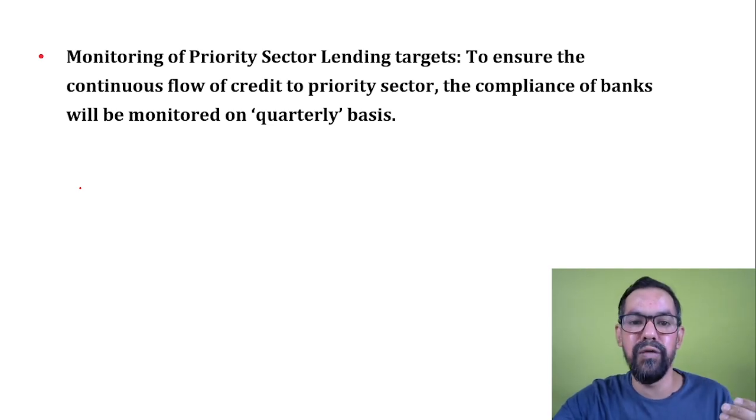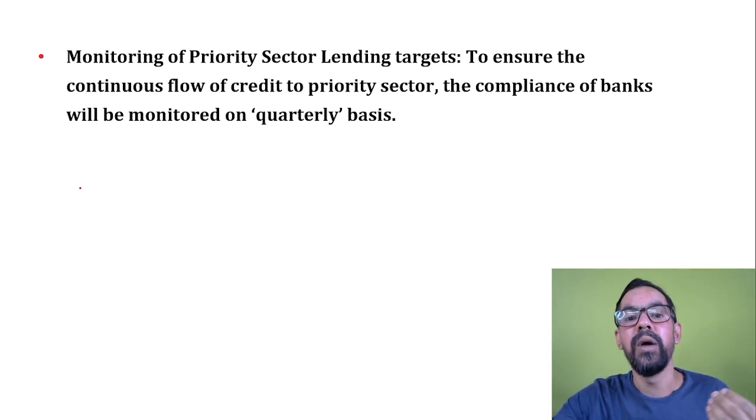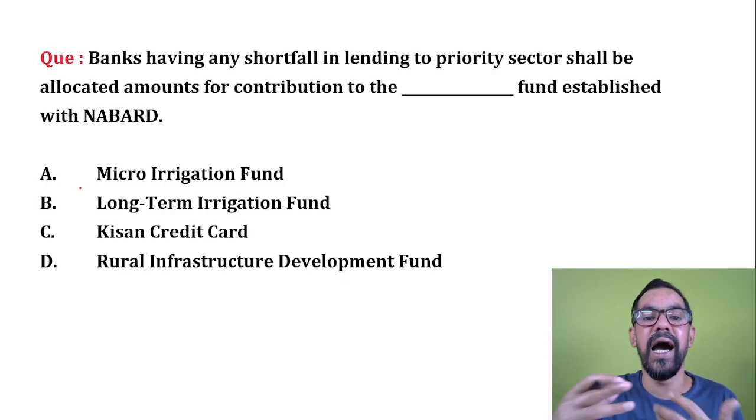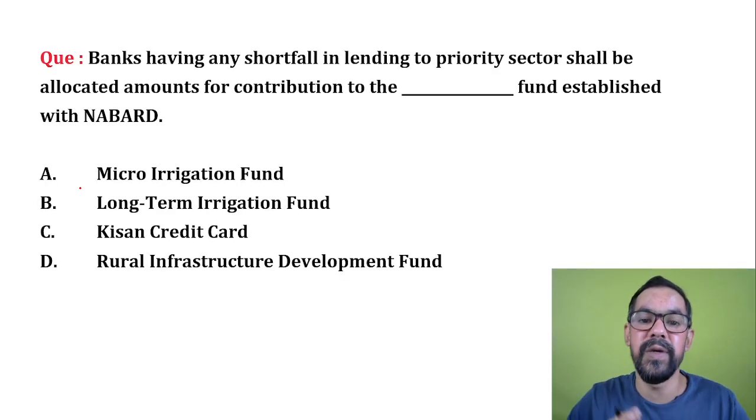If there is any shortfall, RBI will ask, and they have to manage through a PSL certificate, or they have to deposit, or they have to lend more in these specific areas.